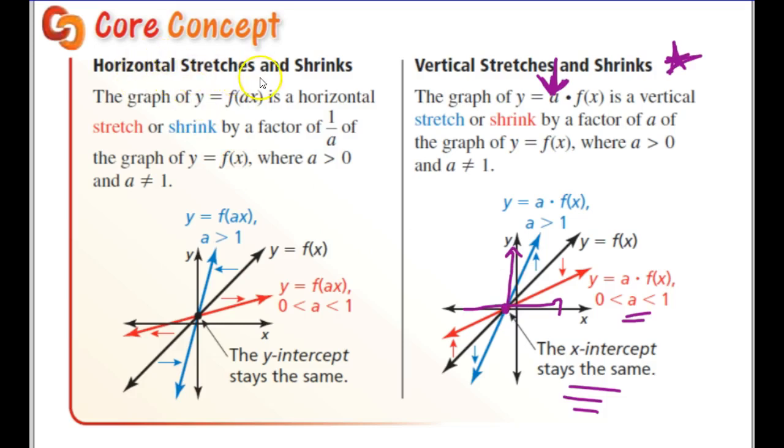So then I also have horizontal stretches and shrinks, and horizontal, right, is going this way. And you'll notice, again, my a value is inside my parentheses. So here my y-intercept stays the same when I'm doing a horizontal stretch or shrink. So here, right, I'm going to get taller and skinnier when it's greater than 1, and it's going to get kind of shorter and fatter when it's less than 1.